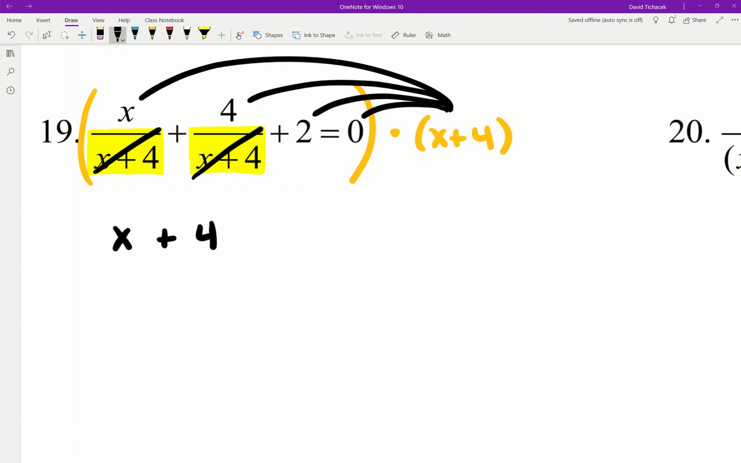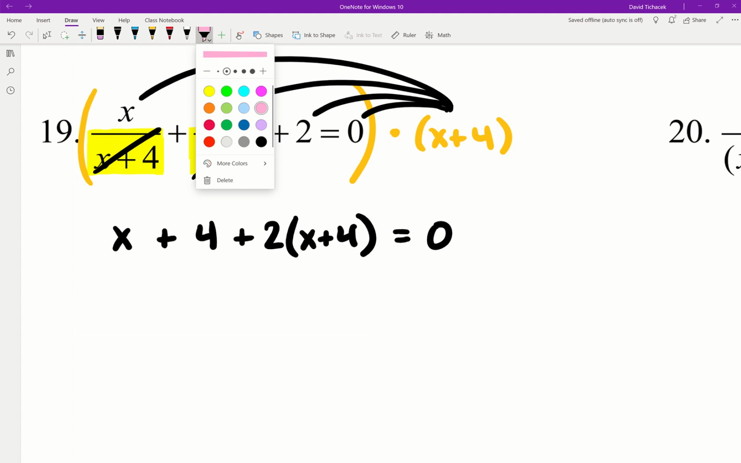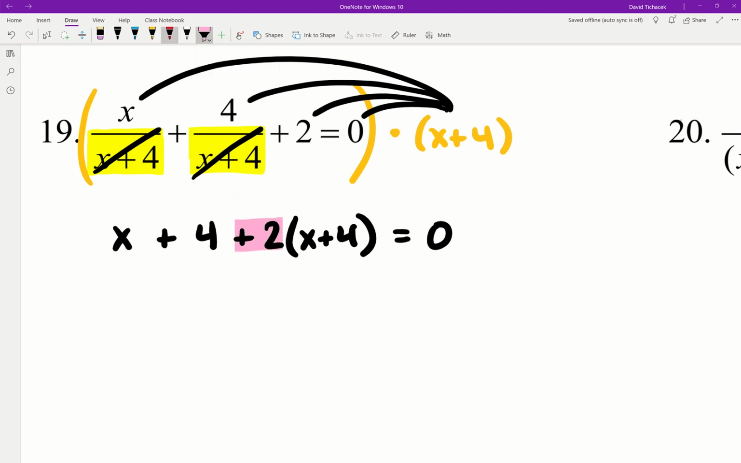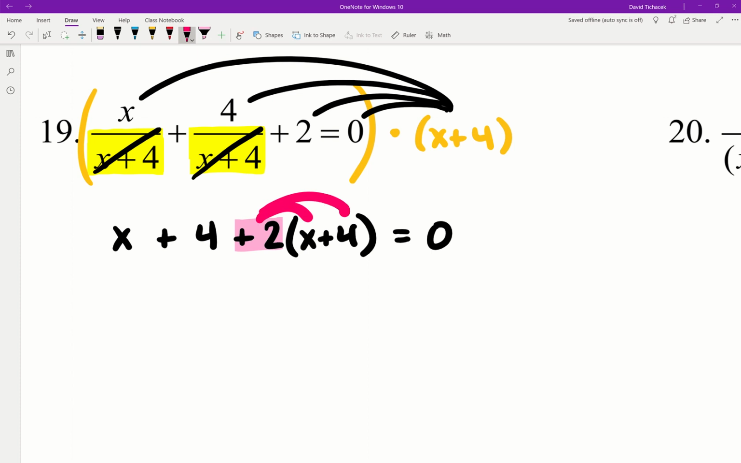And then I've got my plus 2 times x plus 4. And then I've got my equals 0 times x plus 4. Well, we know on the right-hand side that 0 times x plus 4 would simply be 0, so I'm not even going to write it that way. And then for the rest of the equation, you can go ahead and solve this in the usual way, where you're going to distribute in that positive 2. Okay, so we're going to have x plus 4 plus 2x plus 8 is equal to 0.